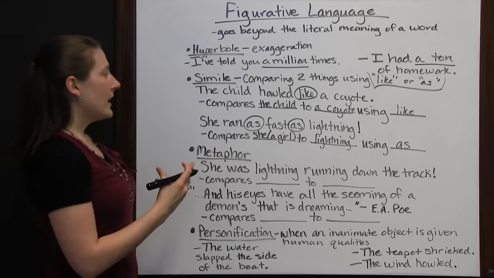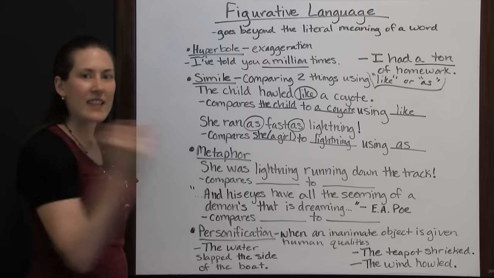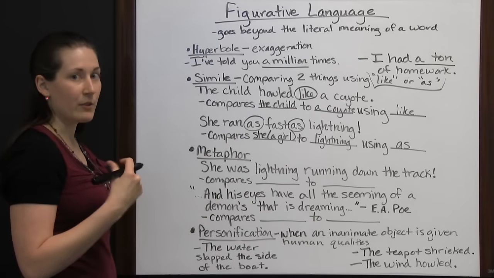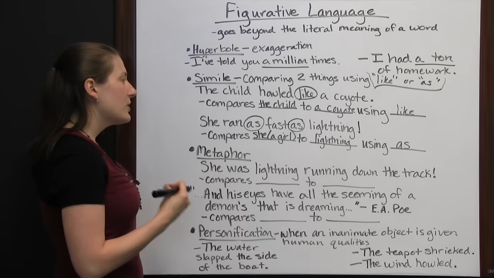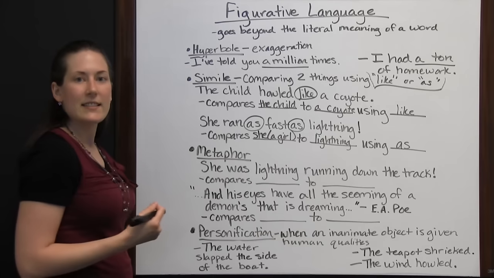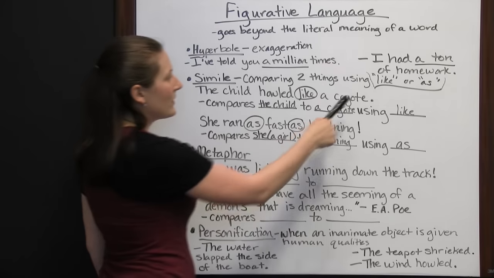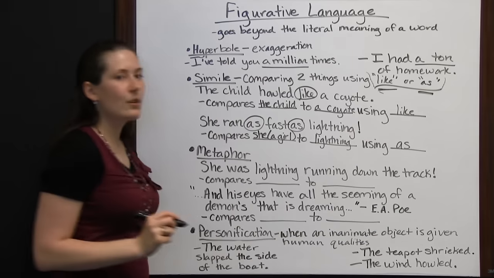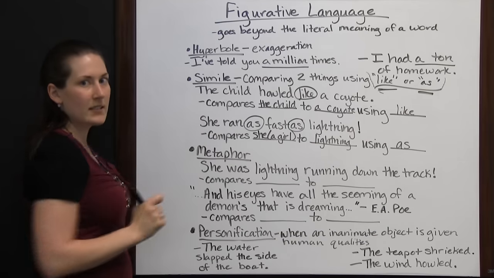So when you're comparing a girl to lightning, you're saying she's that fast. It went so fast you barely got to see her before she got past you or got to the finish line. So it's just letting you know she's really, really fast. So that's what simile is, comparing two things using like or as. And again, these are the important words to look for to make it actually be a simile.